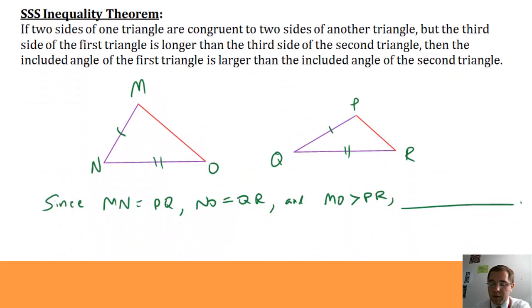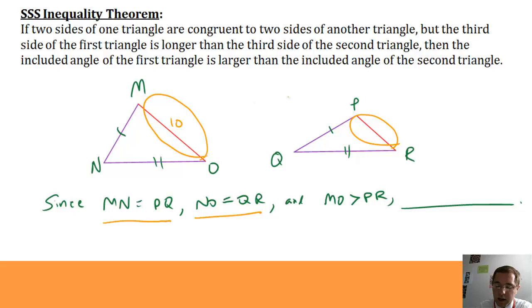Very similarly, we have a side-side-side inequality theorem, and the picture looks the same. If two sides of one triangle are congruent to two sides of another triangle, just like we had before, but the third side of the first triangle is longer than the third side of the second triangle. So now we're making a statement about the third side instead of about the angle that those sides make. Then the included angle of the first triangle is larger than the included angle of the second triangle. So MN equals PQ, NO equals PR. And now what we're given is that MO, which is here, is greater than PR. So maybe this is 10 and this is 6. MO is bigger than PR.